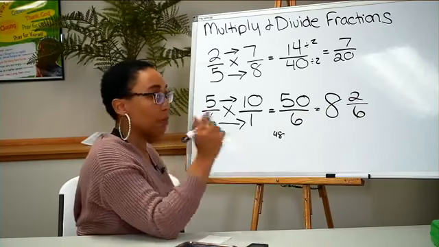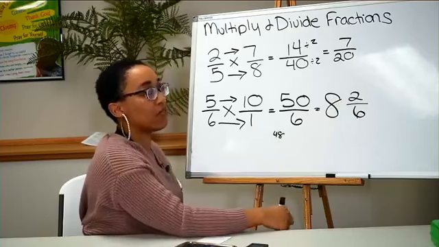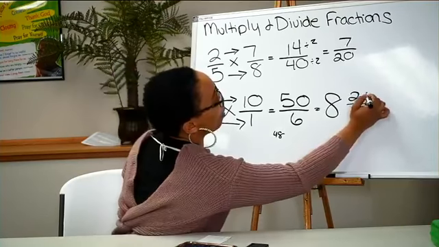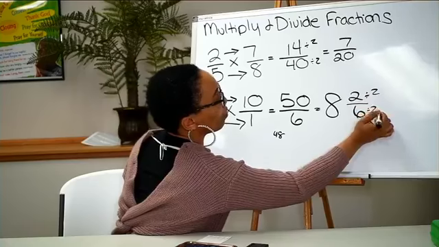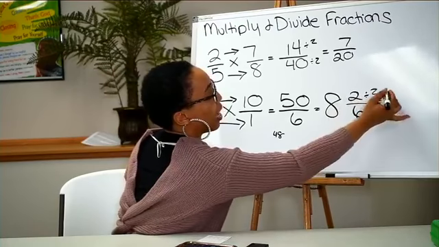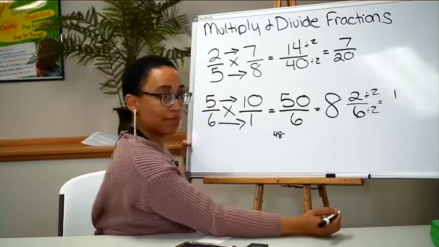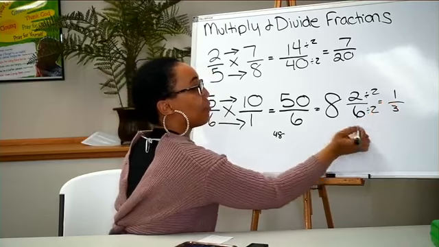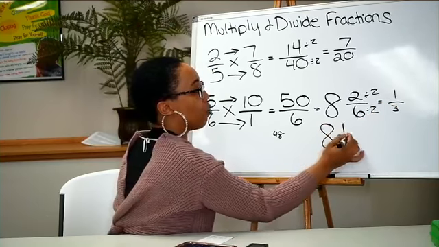Now we're not done because I see a fraction with 2 even numbers. That means that we can reduce it some more. So we're going to divide both by 2. 2 divided by 2 is 1, and 6 divided by 2 is 3. So then we have 8 and 1/3.